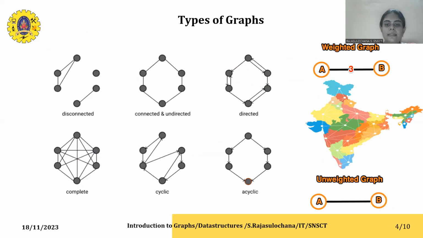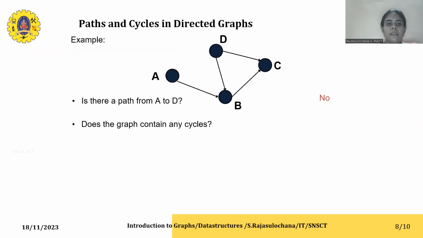And acyclic is when there is not even one path which has a cycle. Then that graph is called acyclic. So acyclic means there should not be any path where a cycle is formed. Such a graph is called an acyclic graph. And if that graph is directed, then it is called a directed acyclic graph. That is, if there is no cycle formed in a directed graph, it is called a directed acyclic graph.